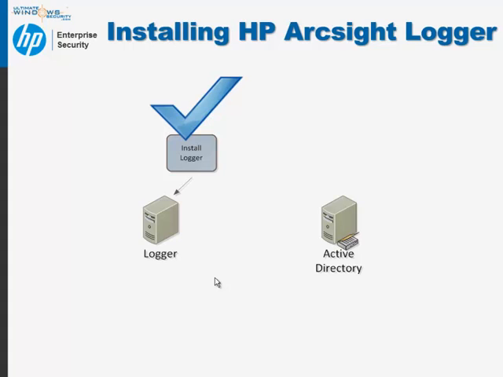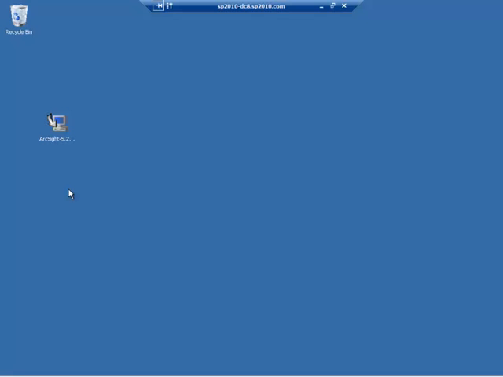Alright, we already have Logger installed, and as you can see, it was pretty painless. Really about the same amount of effort as installing a Windows app on a Windows system. Now let's go to our domain controller and install our Smart Connector. Okay, so here's our domain controller, and we are going to install the ArcSight Smart Connector here so that it can run as an agent and efficiently pick up the Windows security log events and then send them via Smart Message to Logger.